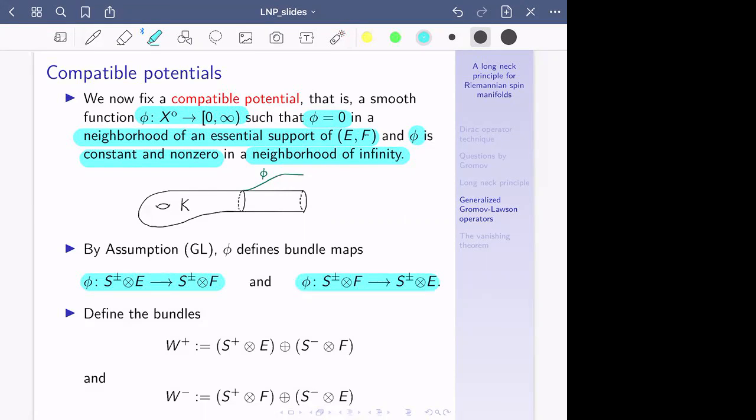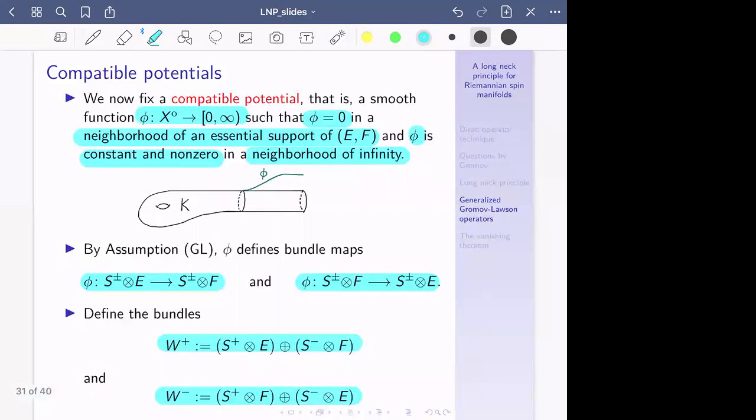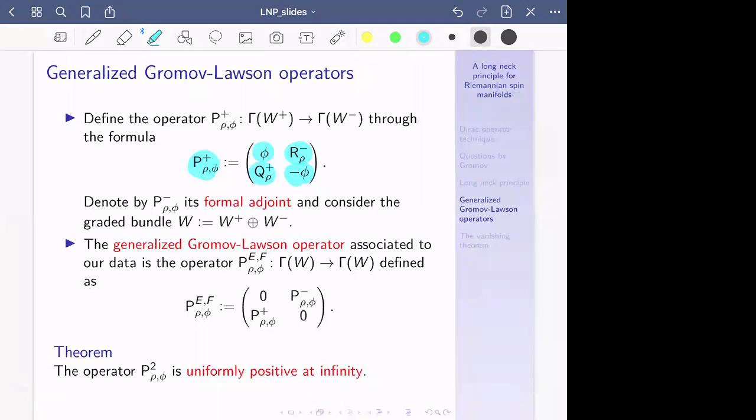And now we define bundles W plus and W minus. So W plus is S plus tensor E plus S minus tensor F, and W minus is S plus tensor F plus S minus tensor E. And now I define the operator P plus as Q rho plus R rho minus, and then I use phi as maps exactly as I described here. In this way, I obtain an operator going from smooth sections of W plus to smooth sections of W minus. And then I denote by P minus its formal adjoint, and I consider the graded bundle W, which is W plus plus W minus.